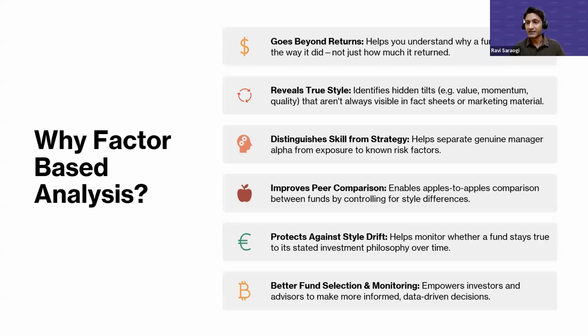Is alpha masquerading as beta? It'll tell you. It helps separate genuine manager alpha from exposure to known risk factors. It improves peer comparison. It allows you to do apple to apple comparison by controlling for style differences. It protects against style drift. You can do a rolling factor-based analysis to see whether a value fund consistently maintains exposure to the value factor or not. Right. And it allows you to better your fund selection and better your monitoring.